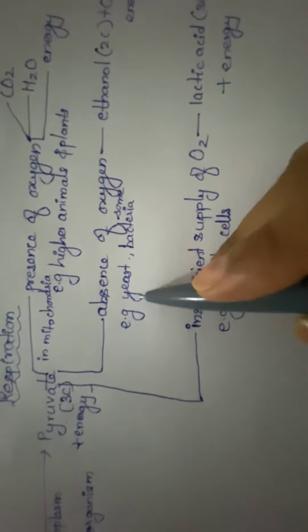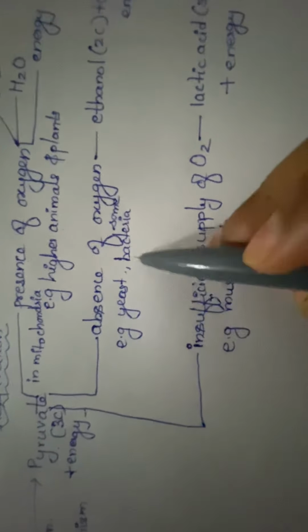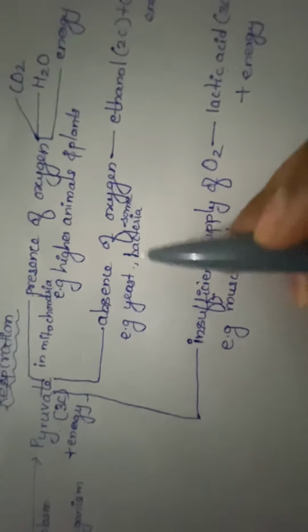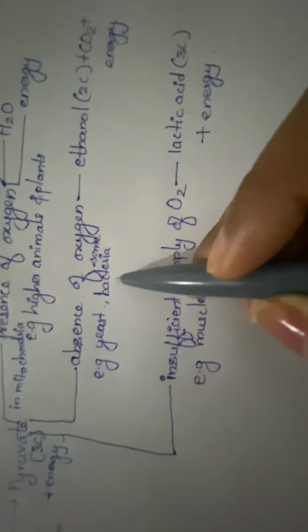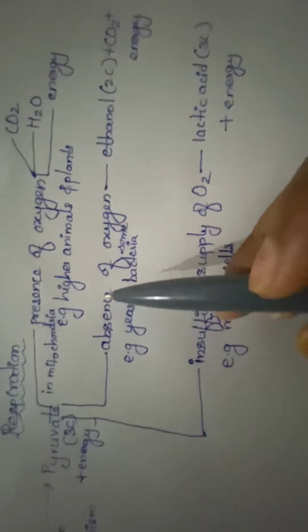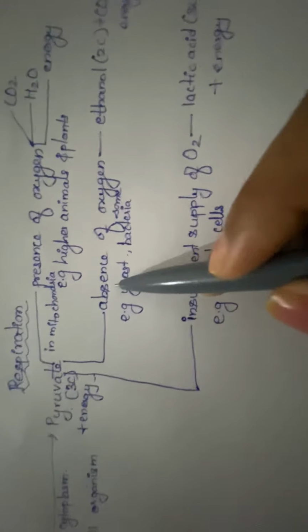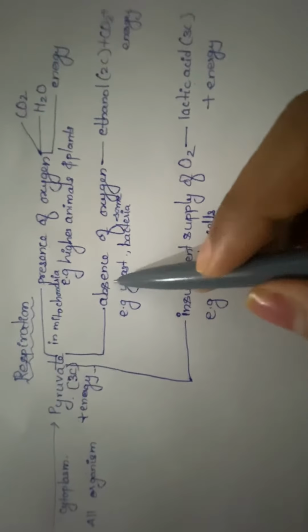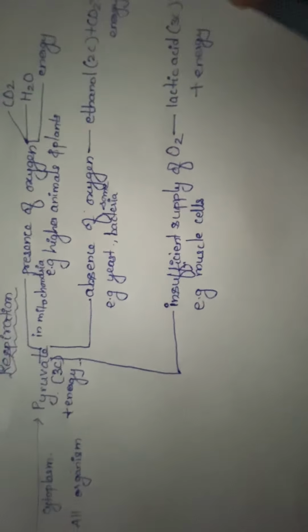And absence of oxygen, as you see, occurs in lower organisms such as yeast and bacteria. Bacteria are prokaryotes, so their mitochondria are absent. Hence, it will not occur in the mitochondria. Rather, it occurs in the cytoplasm of the cell.